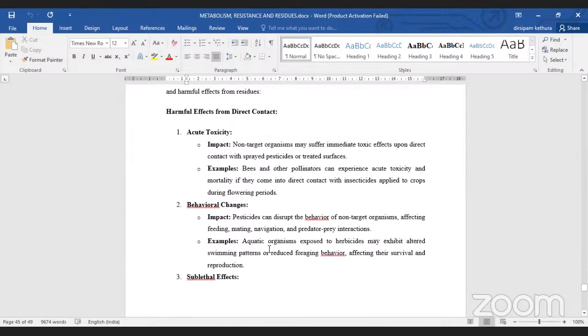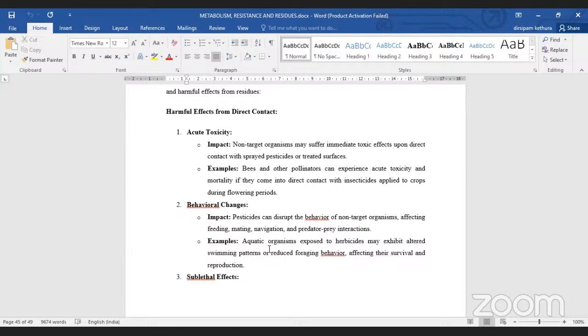What is acute toxicity? Non-target organisms may suffer immediate toxic effects upon direct contact with sprayed pesticides or treated surfaces. Examples include bees and other pollinators, which can experience acute toxicity and mortality if they come into direct contact with insecticides applied to crops during flowering periods.